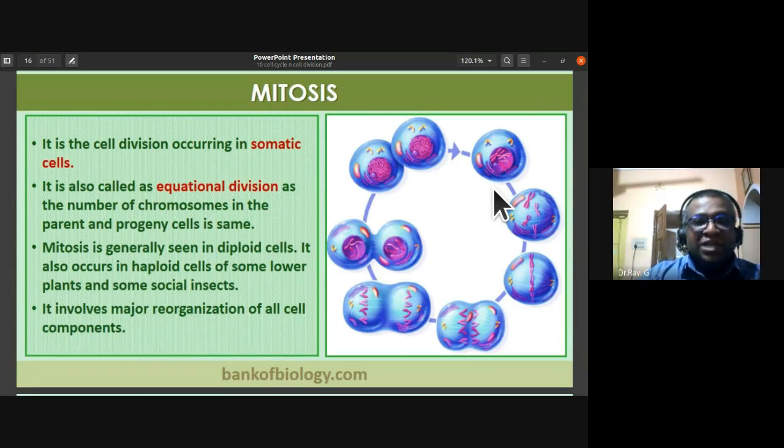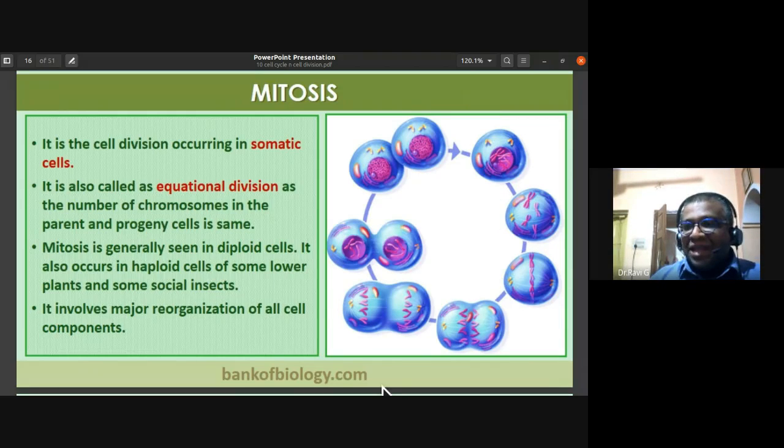So mitosis is generally noticed in diploid cells. Even in haploid cells, mitosis can take place. It is not that it cannot take place. It also occurs in haploid cells in some of the lower plants and some social insects also. You can notice that haploid cells also undergo mitosis. Okay, it involves major reorganization of all the cellular components. In the mitosis division, you can see that it is a major reorganization of all the cell components.